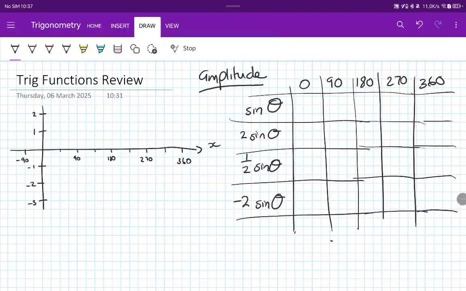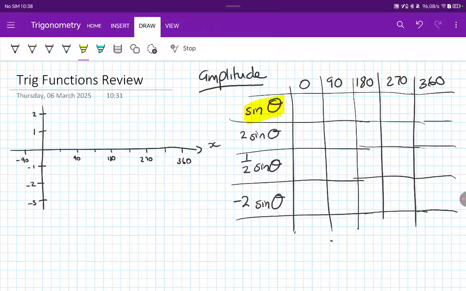Let's review what happens when we change the amplitude of a trig graph. So your normal trig graph is going to be sine of theta, cos of theta, tan of theta. What we're doing right now applies to everything, okay? So what happens when we want to sketch the graph?